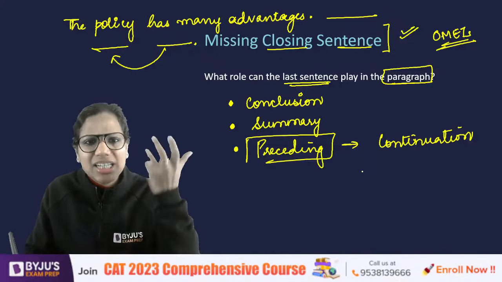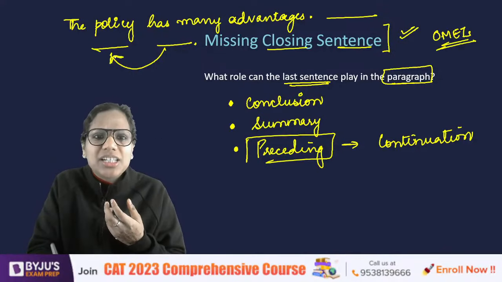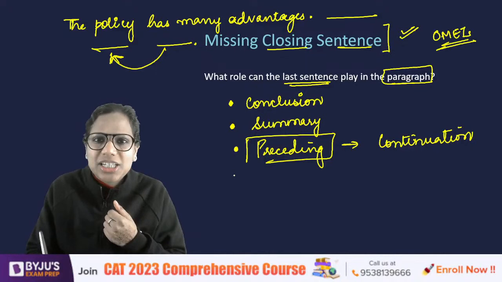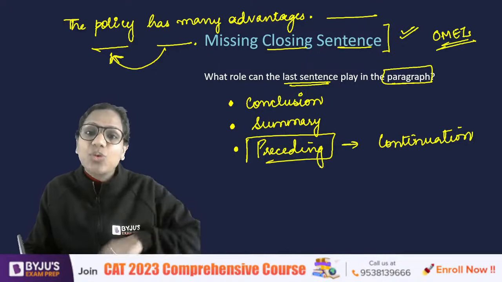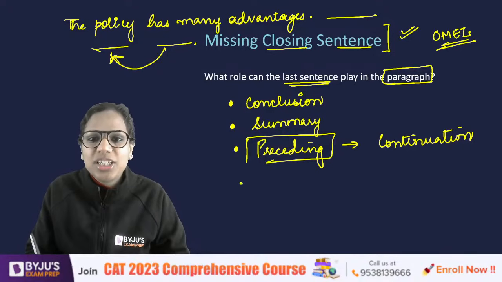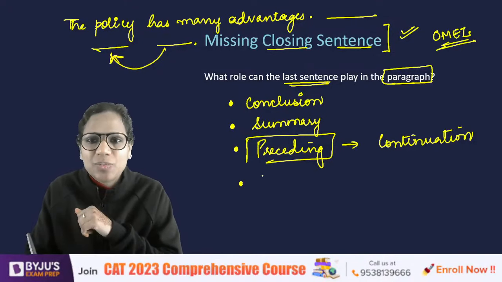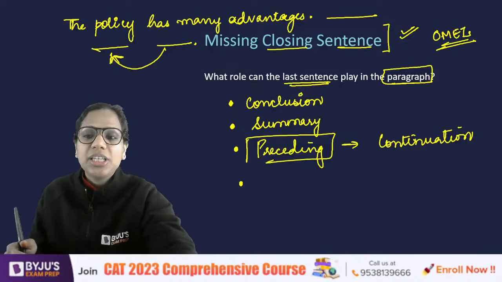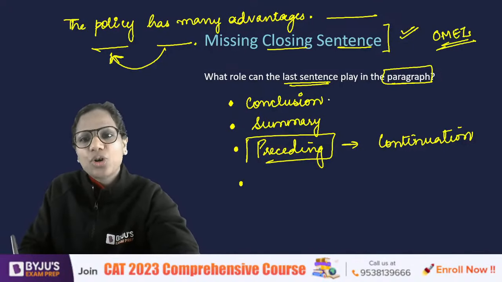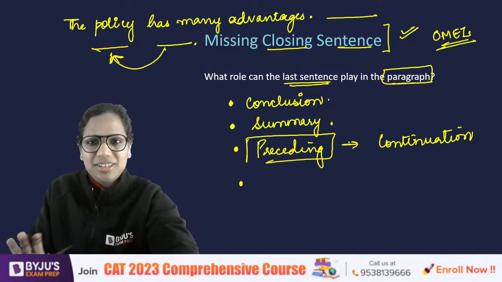Just a sentence that reiterates what has been stated earlier, emphasizes what has been stated earlier. Okay, something that acts as a precursor to what is going to come in the next paragraph. Okay, gives you a hint of what is going to come in the next paragraph. So the last sentence can be a lot of things. Please don't have these notions, that it will be only a conclusion or only a summary. Clear?